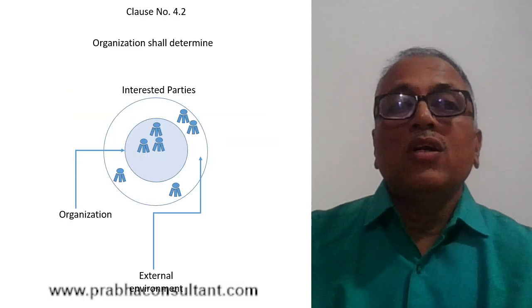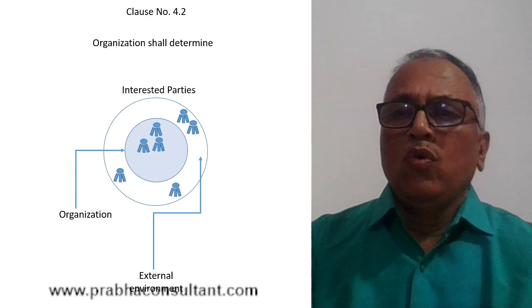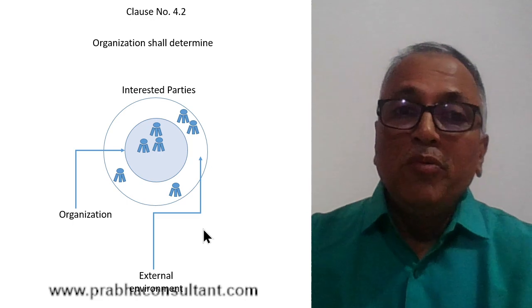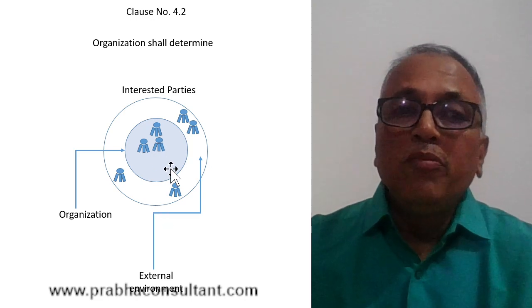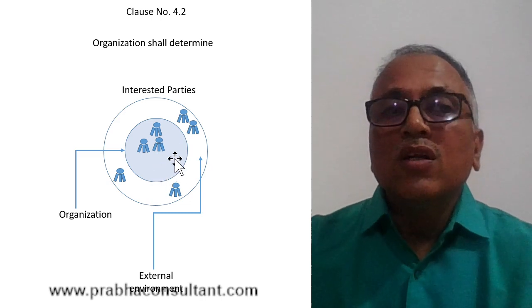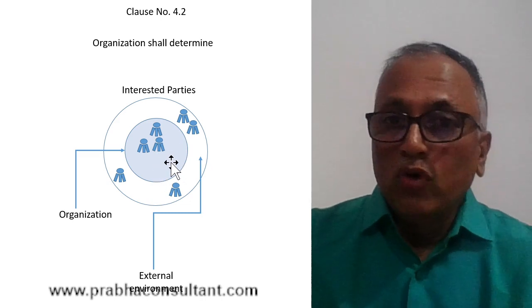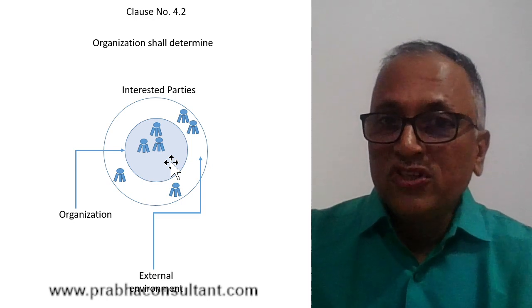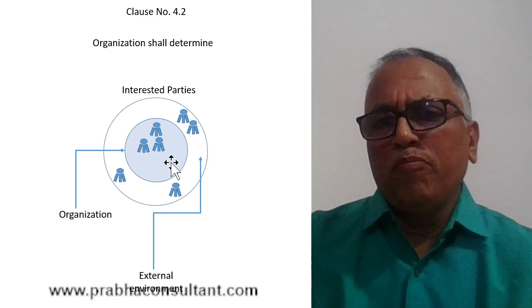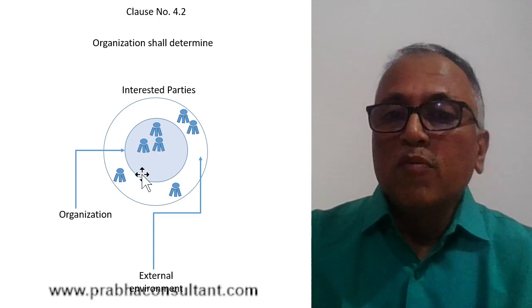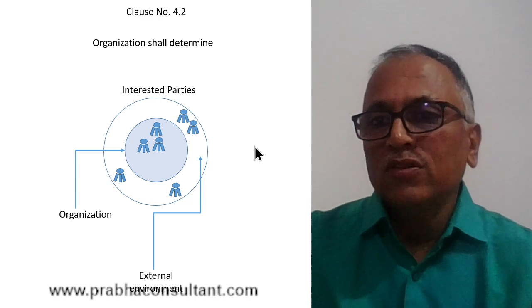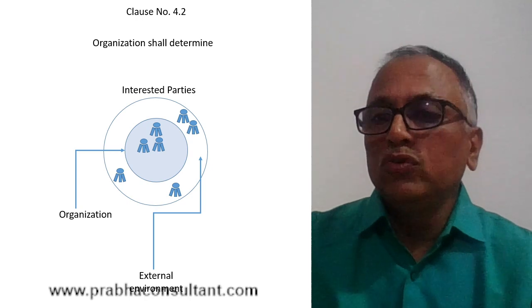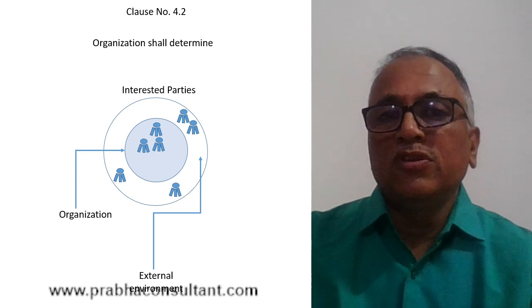Then the organization shall determine interested parties. What are the interested parties related to your organization? You have to determine. Interested parties may be inside your organization or outside your organization. Inside your organization, parties may be your employees, your top management, your different functions. All these are internal interested parties. External parties may be government, your customer, your suppliers. All those are interested parties outside of your organization. You have to determine those. Make a list of interested parties.